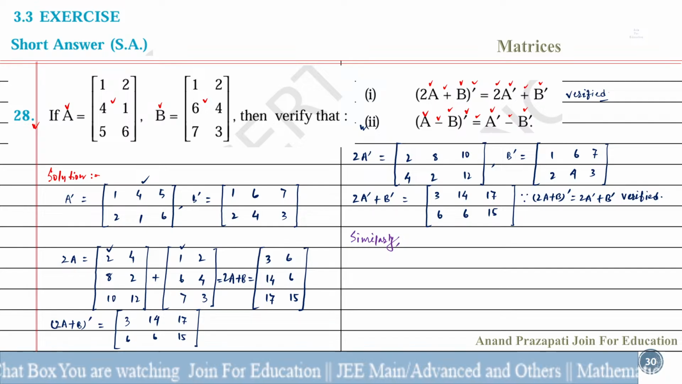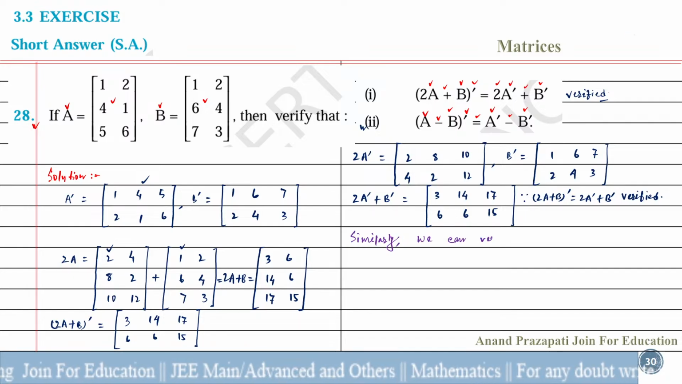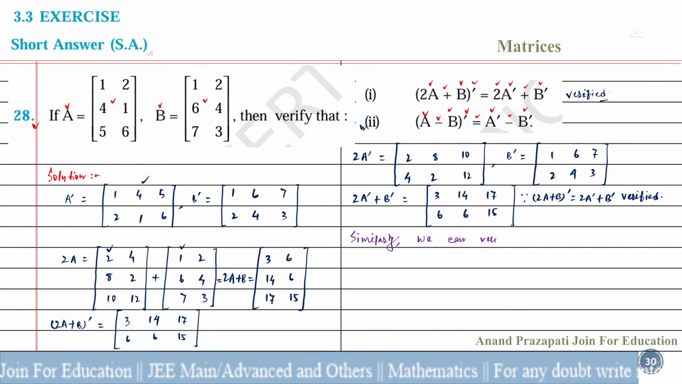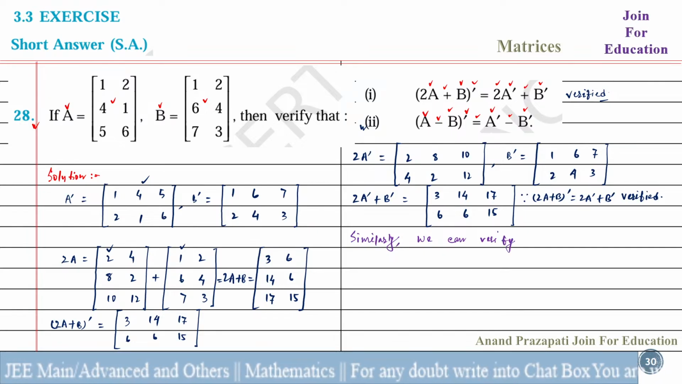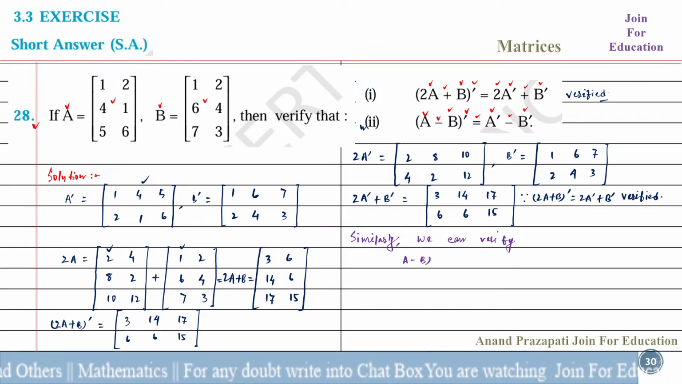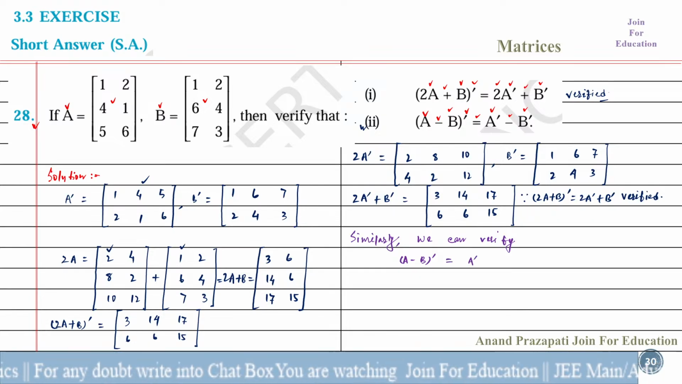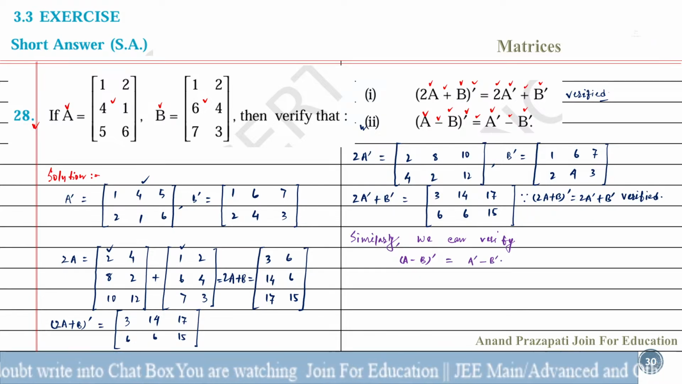Similarly, we can verify transpose of A minus B is equal to transpose of A minus transpose of B.